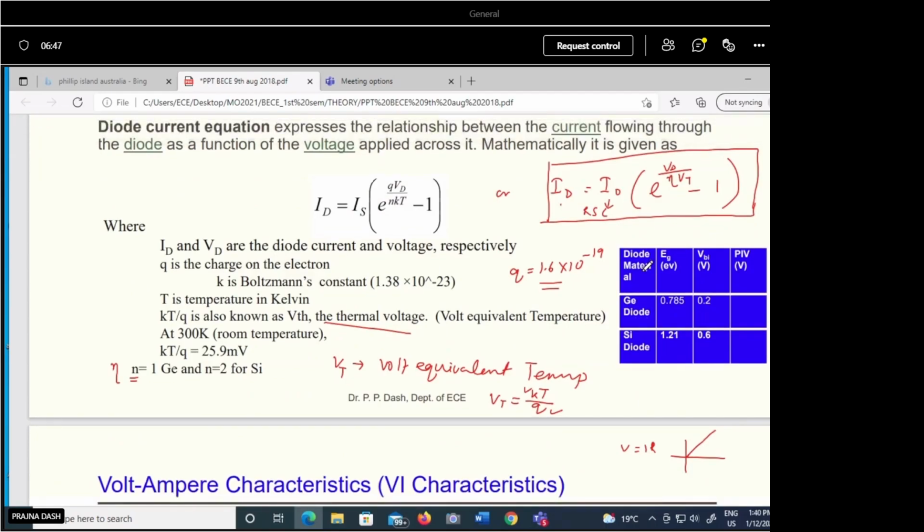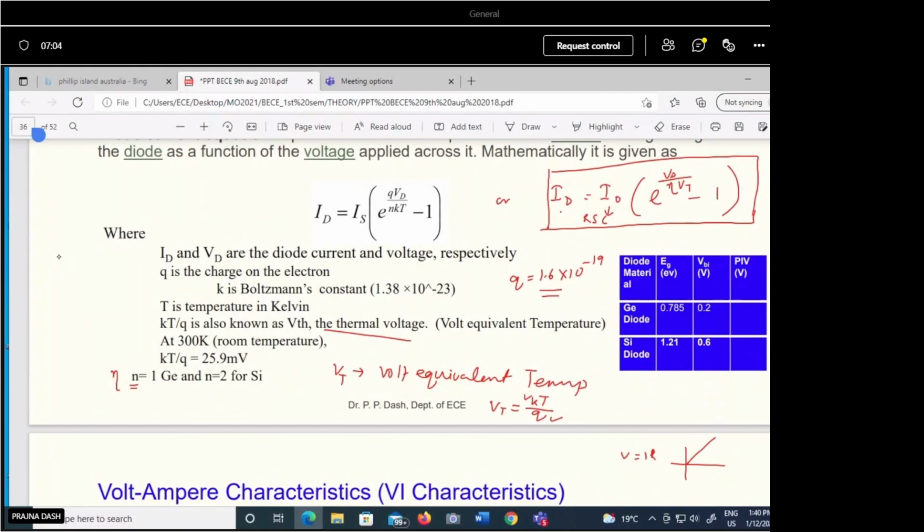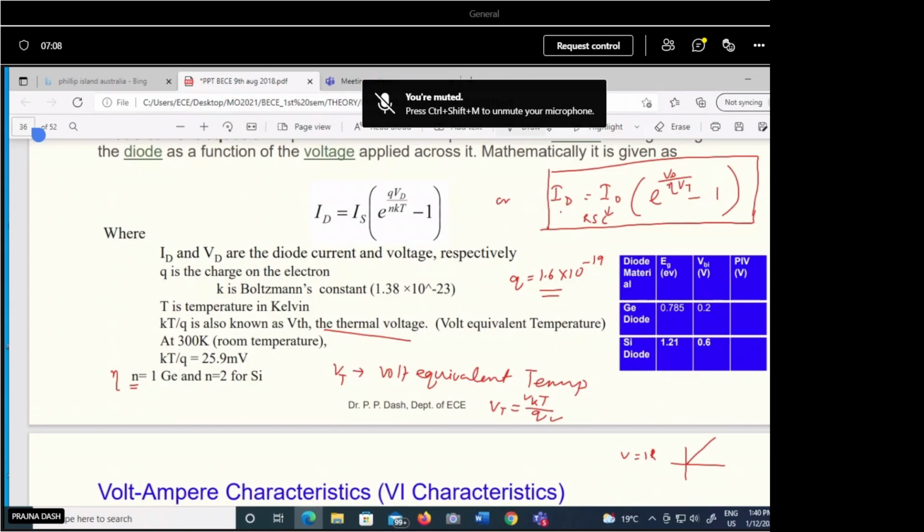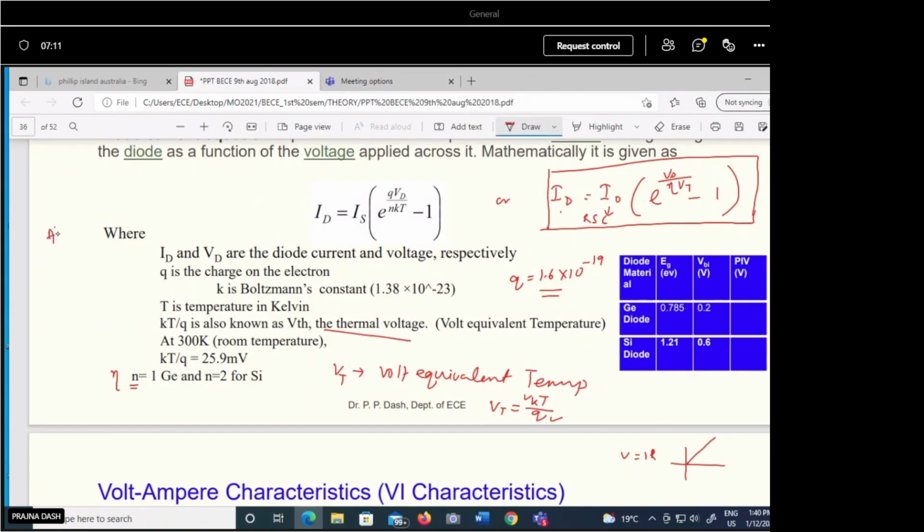Usually at room temperature, you calculate this value by putting in the value of the temperature. We usually consider 27 degrees Celsius as room temperature, and if you convert it into Kelvin, the temperature will be 300 Kelvin. So Vt is equal to kT by q.